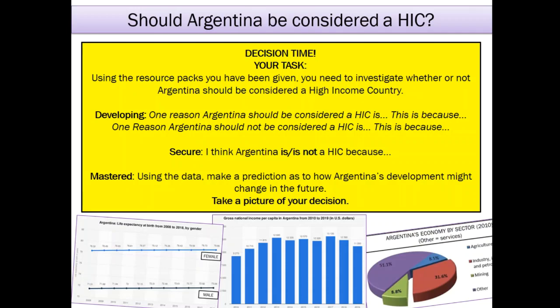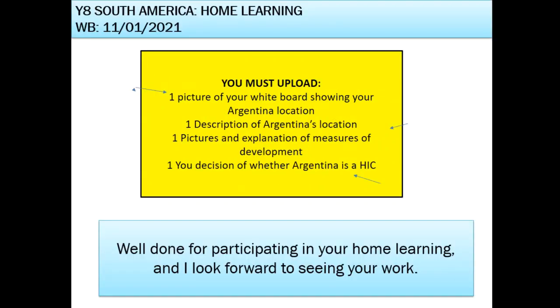For mastered, using the data, make a prediction as to how Argentina's development might change in the future. So you need to look at the information to predict, so you're making an educated guess of what you think might happen to Argentina in terms of development in the future. Again, once you've written this information down and made your decision, can you take a picture of this and upload this to class charts. Again, I'm just going to ask you to pause the video here so that you can complete your final learning objective.